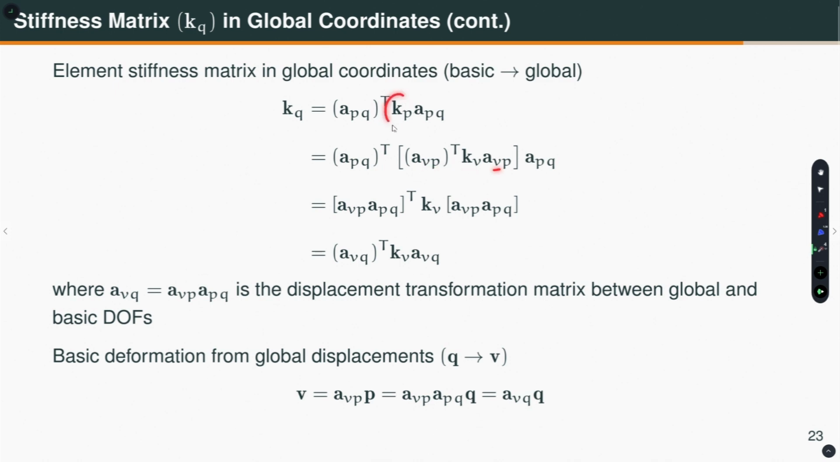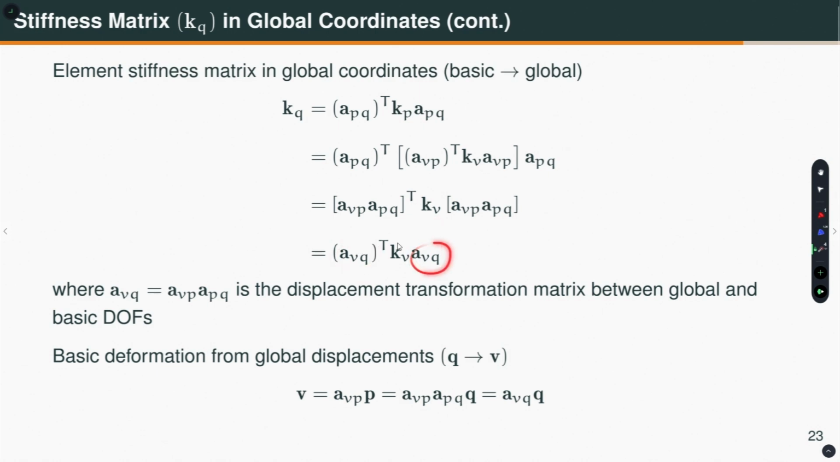So, this KP is the local stiffness matrix in terms of the basic stiffness matrix KV. So, AVP transpose this. Now, if I consider these two terms, I can write this as AVP into APQ whole transpose into KV, and this is AVP into APQ. Okay. So, this quantity let us call it by a different name, dropping the P. Why? Because the local coordinate is dropped. So, I will say AVQ transpose KV into AVQ.